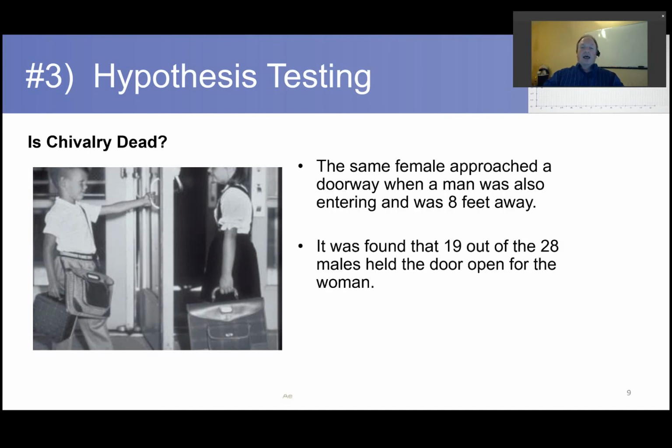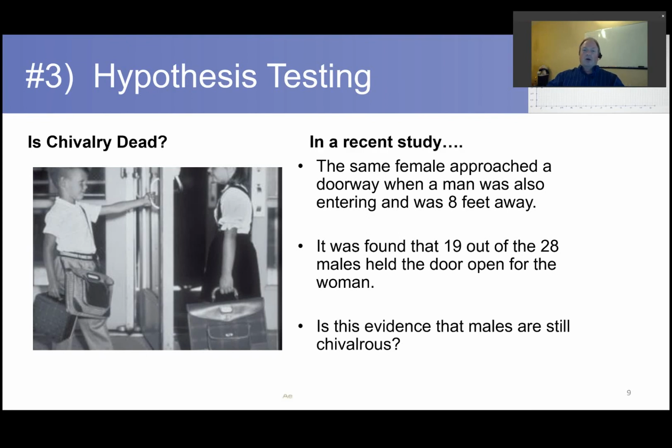And so let's suppose that we did some sort of experiment, okay, where the same female approached the doorway when a man was entering and was 8 feet away. And it was found that of the 28 males in that study, 19 of them opened the door for the woman. And we asked the question, is this evidence that males are still chivalrous?